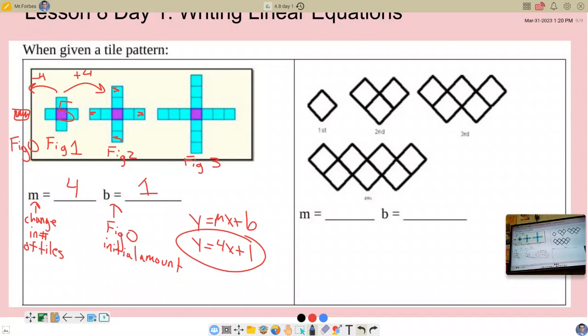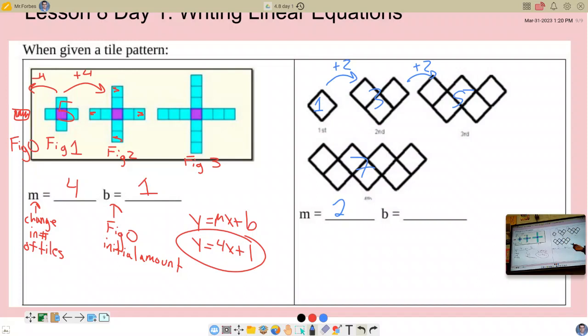One more tile pattern. So here are my different tile patterns. I got first, second, third, and fourth. So what's my slope here? 2. It's positive 2. So again, the slope is the change in the number of tiles. I went from 1 tile to 3 tiles. I'm adding 2. I went from 3 to 5 tiles. I'm adding 2. This has 7 tiles. You're adding 2. So my slope is positive 2.